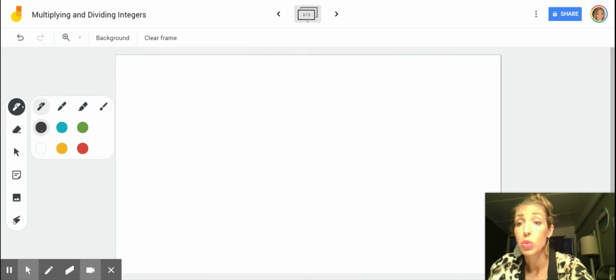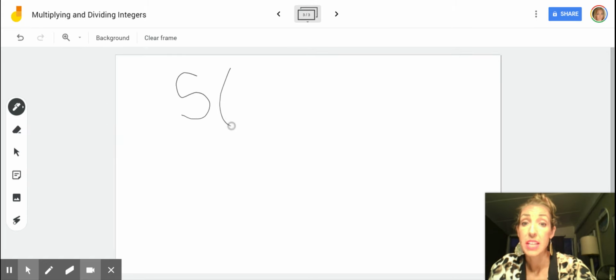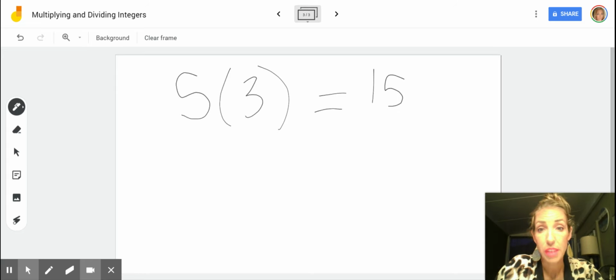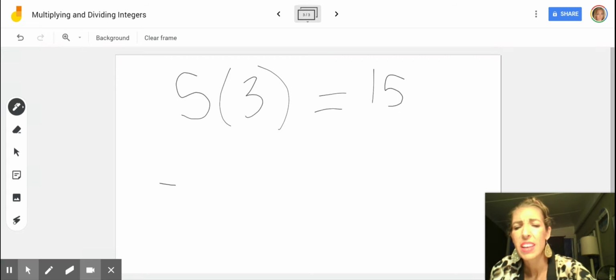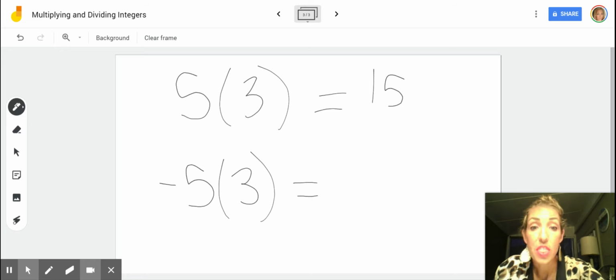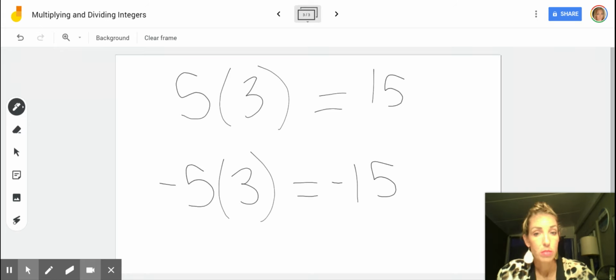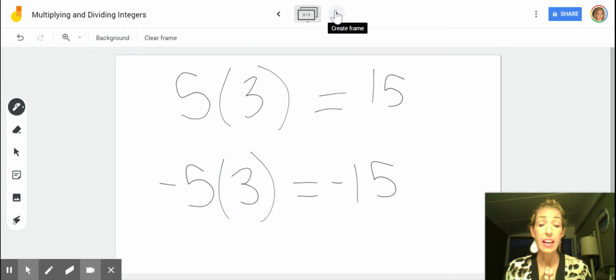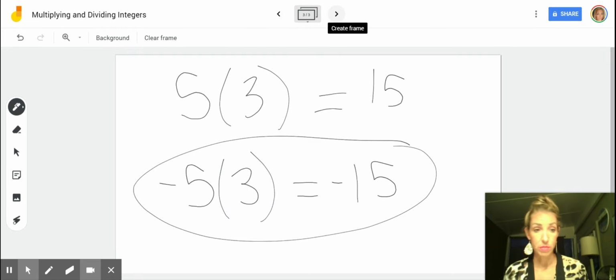If I have 2 positives, 5 times 3, we did that in elementary school, 5 times 3 is 15. What if I have 1 negative and 1 positive? -5 times 3, then our answer is negative. So to recap, when we have 2 negatives and we multiply them together, our answer is positive. When we have a negative and a positive and multiply them together, our answer is negative.